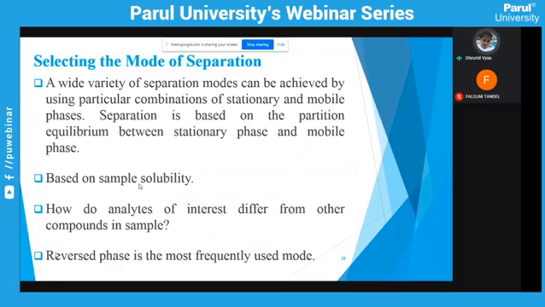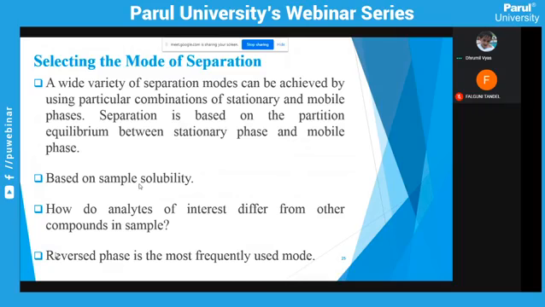So now we'll move to the mode of separation selection. How can we select our mode of separation? That will help us with the method development activity. By selecting different combinations of stationary phase and mobile phase, we can get a variety of separation modes, as separation is based on partition equilibrium between stationary phase and mobile phase. Sample solubility will also play a big role in selecting the separation mode. We can start our development only if we know in which solvent our compound is freely soluble.